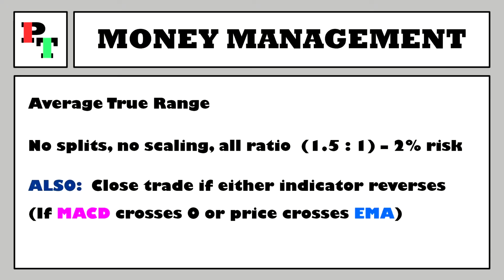And a final trick up our sleeve with money management is that if either indicator reverses against us, we will close the trade. So if we're in a buy trade, for example, and either the MACD closes below a value of zero or price closes below the 60 period EMA, our trade is over. It's important for us in this strategy to maintain the signals that got us into the trade to begin with.